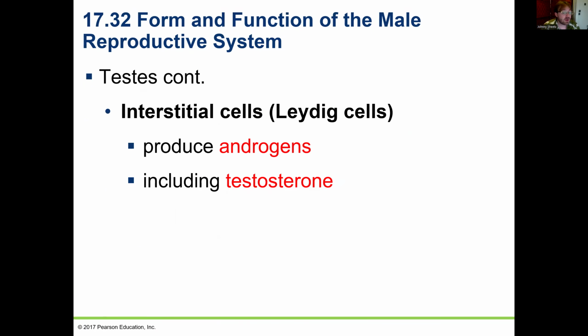Now, in order to support the sperm and the development of secondary sexual characteristics, we're going to have tissues that produce sex hormones. In the testes, these are known as Leydig cells, and they're going to be producing specifically testosterone, estrogen, and progesterone.